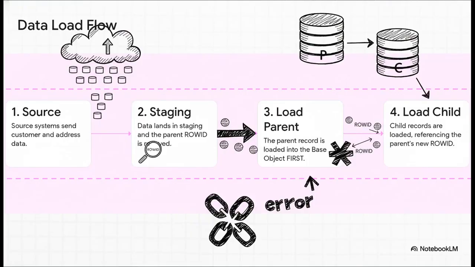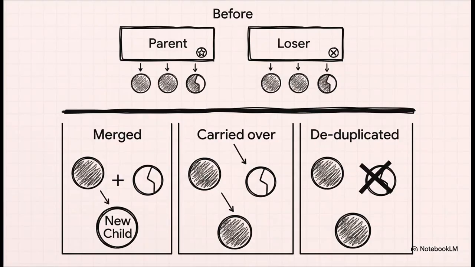The data flow has a very strict sequence you have to follow. So data comes from the source, lands in your staging tables, no surprise there. Then, and this part is non-negotiable, the parent record gets loaded first. Only after that parent record exists in the hub and has a ROWID can you even think about loading the child records, because they need that ROWID to create their link. If you get this order wrong, your load will just fail. Simple as that.